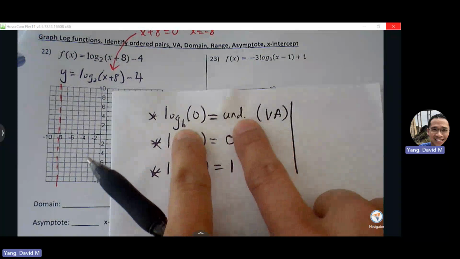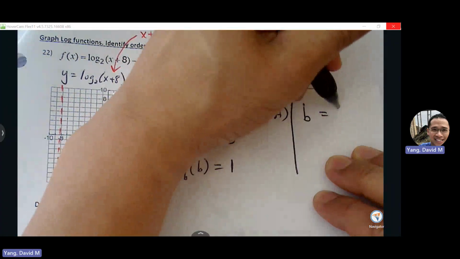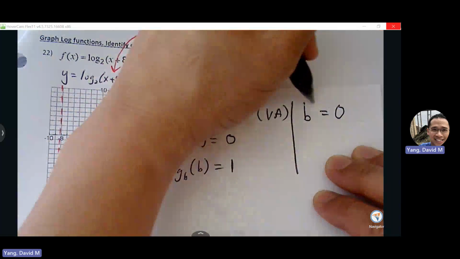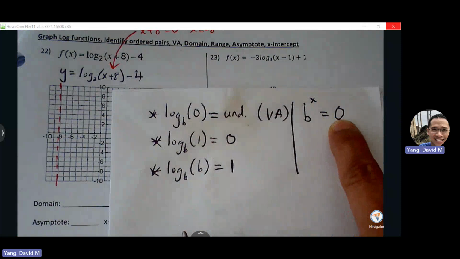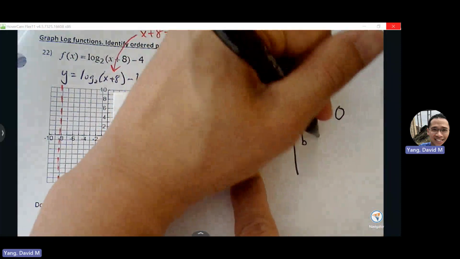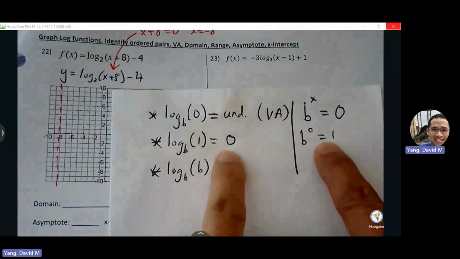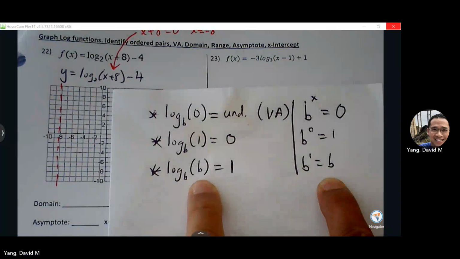If you think about it this way, this should make sense, because b raised to what power is equal to 0? We know that there's nothing I can raise a power to and get 0. This should make sense as well, because b to the 0 power is equal to 1 in exponential form. We know that's true. And then b to the first power is b. We know that's true as well.